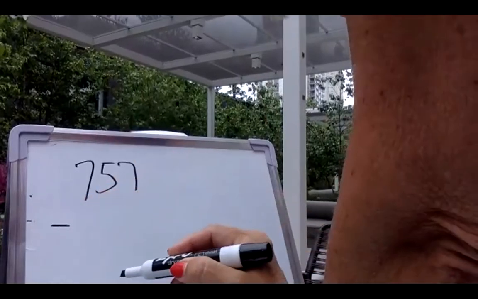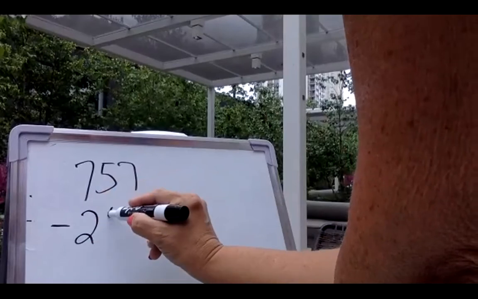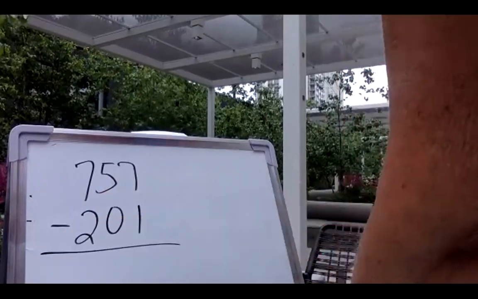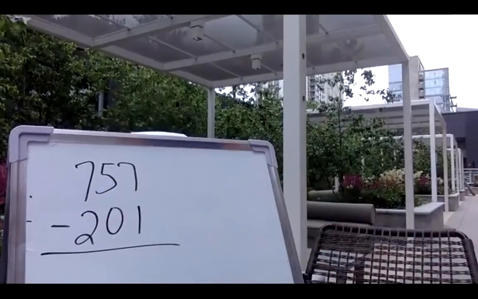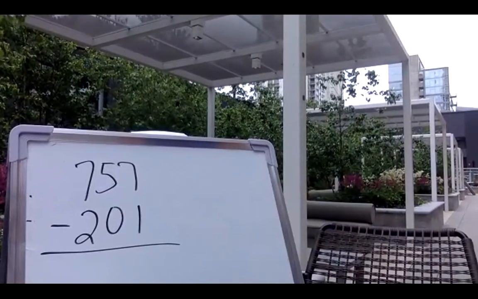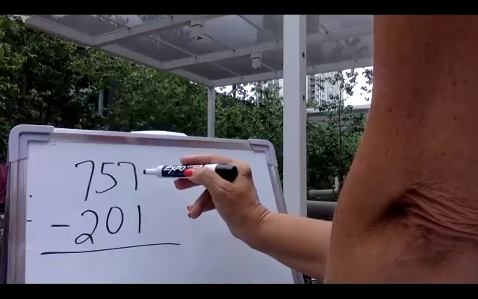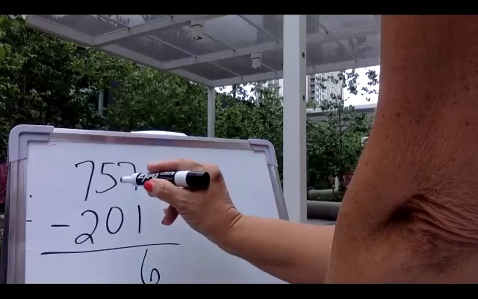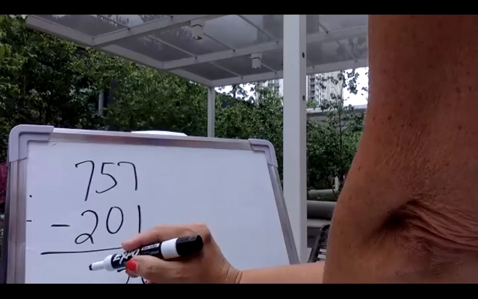757 minus 201. Go. Done. All right, what'd you get? 556. Let's look. What is 7 minus 1? 6. 5 minus 0? 5. 7 minus 2? Good job.